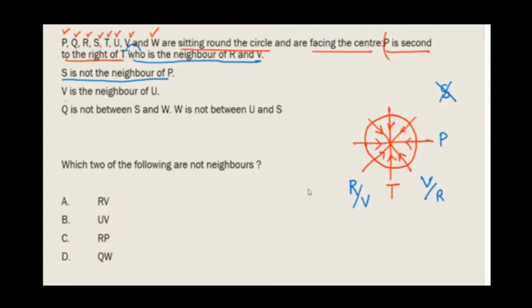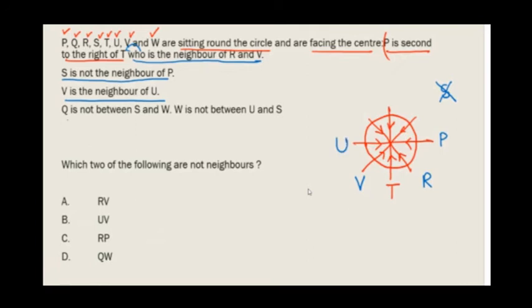V is a neighbor of U. Now when they say V is a neighbor of U, if I take V here, I cannot have U next to it with respect to V. So this definitely clears out the option of R and V. So R has to be here and U has to be here. Sorry, this is R and V, right? So this is V. So V is a neighbor of U means to say that I can take U here.